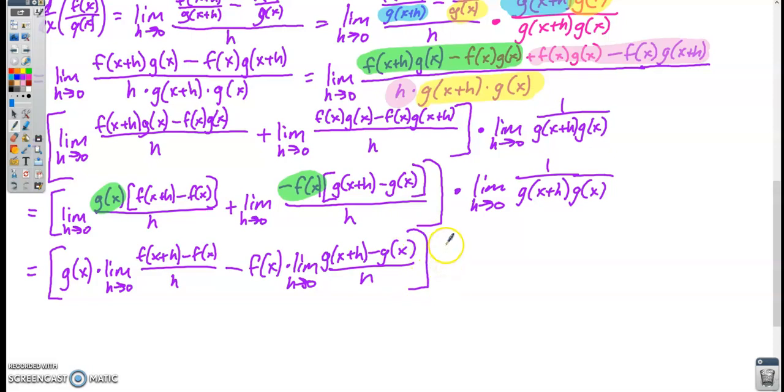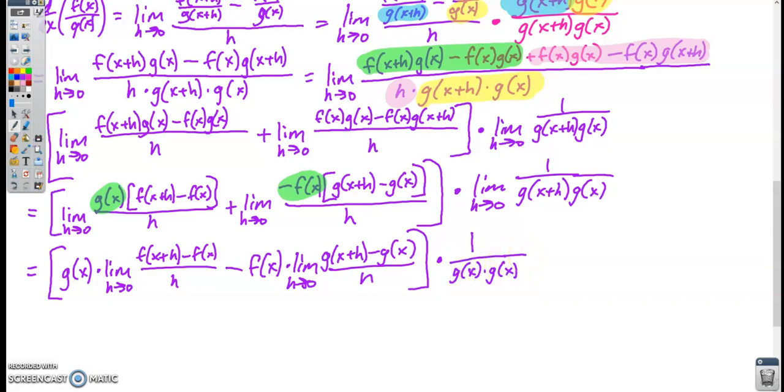And then we'll multiply that. I'm going to go ahead and take this last limit here a while. If I take the limit as h goes to 0 of this, I'm just going to substitute 0 in for h, and this turns into 1 over g of x times g of x.